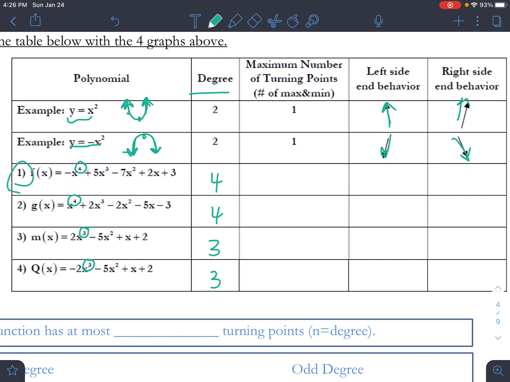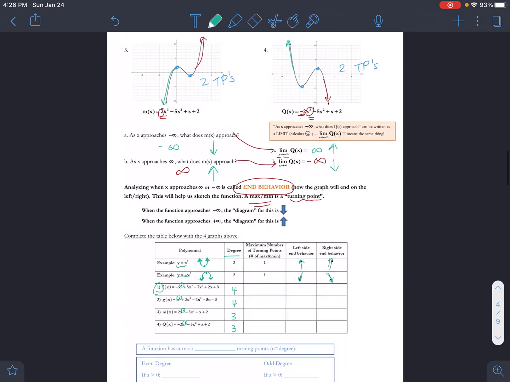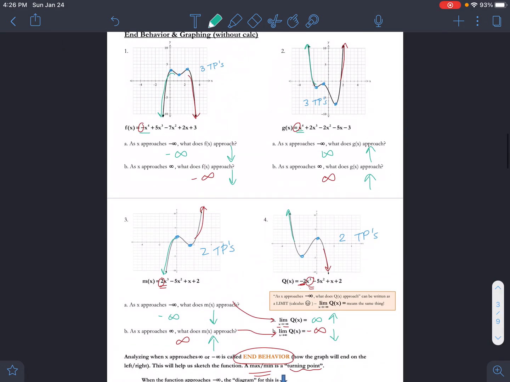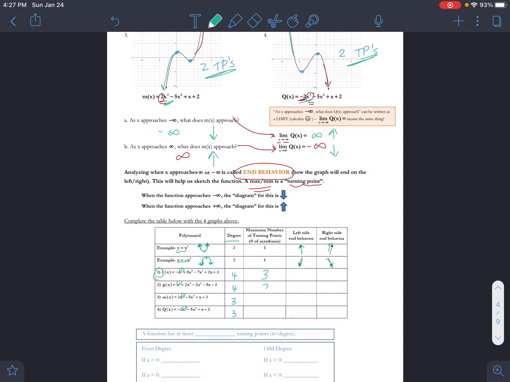So take a look at number 1. Again, what did we notice about those turning points, guys? If I scan back here, 4th power had 3 turning points, 4th power had 3 turning points, 3rd power had 2, and this 3rd power also had 2. Okay, so we'll notice here I had 3, 3, 2, 2, 2 to 1, 2 to 1, 4 to 3, 4 to 3, 3 to 2. I hope you guys are noticing a function has at most n minus 1, or degree minus 1, turning points. I put n is equal to degree.